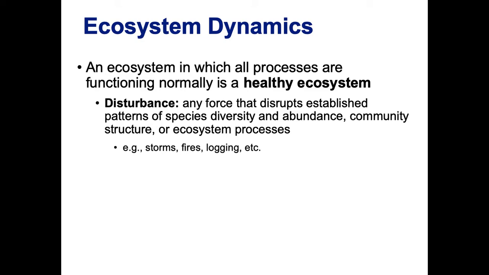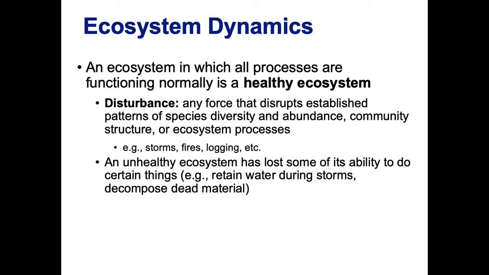Ecosystems in which all processes are functioning normally are called healthy ecosystems. And that doesn't mean that there's no disturbance. Disturbance can be helpful, and it's any force that disrupts established patterns of species diversity, abundance, community structure, or ecosystem processes. And good examples of these include storms, fires, logging, hurricanes, those sorts of things.